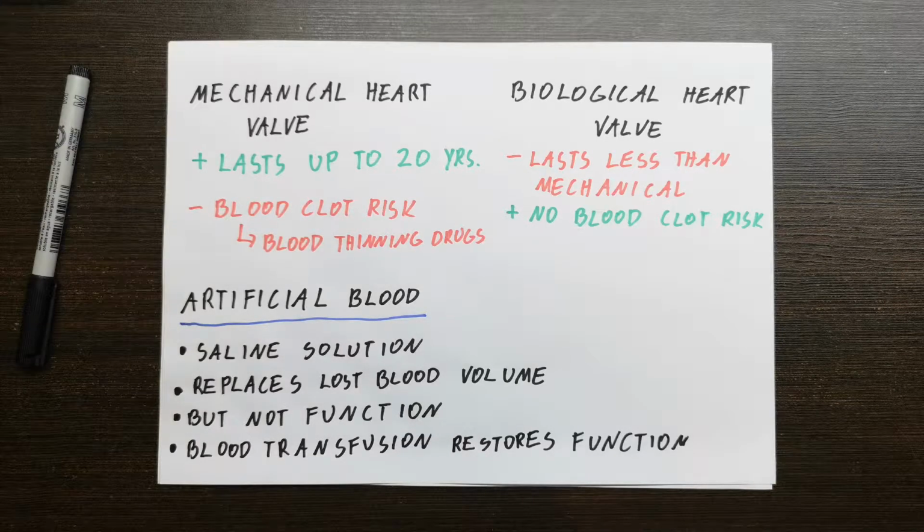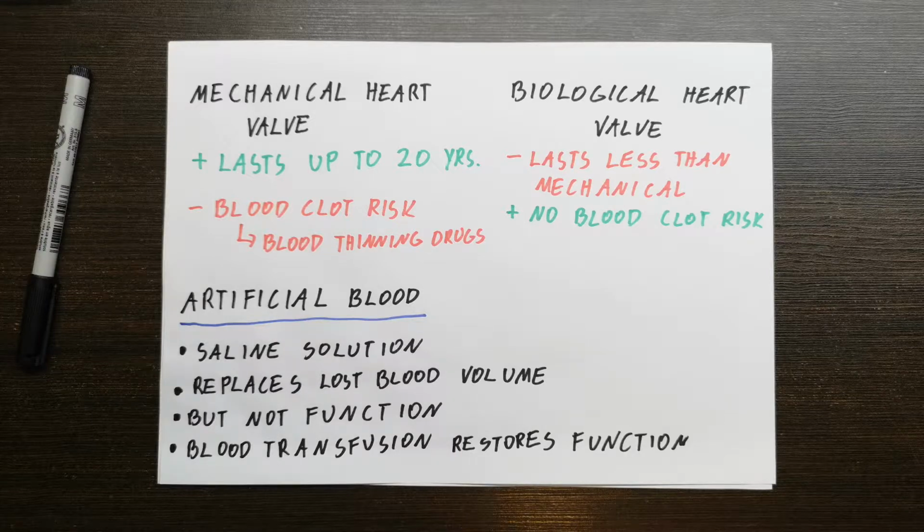So, the final thing we need to cover in this video is artificial blood. Now, artificial blood is essentially saline solution, and it's used, for example, in accidents or surgeries or many other scenarios where a person lost a lot of blood. It's used to replace the blood volume.